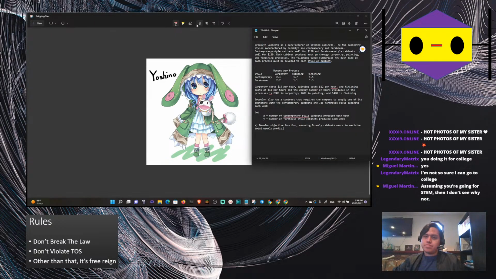How would you go about this? Good question. How did I go about this? Okay, so if X is the number of contemporary cabinets each week, okay, so I'm looking at this, right? 40. What? Sales one finished.